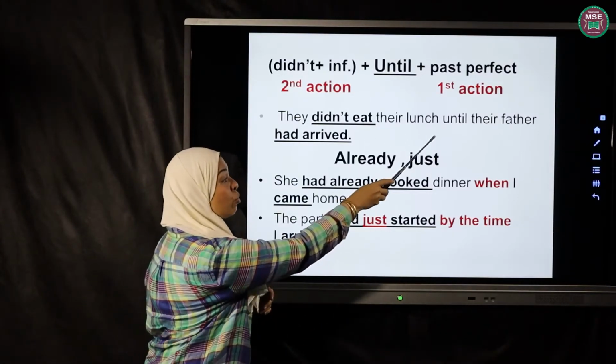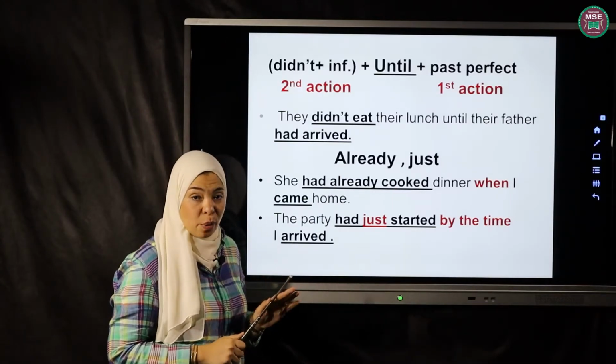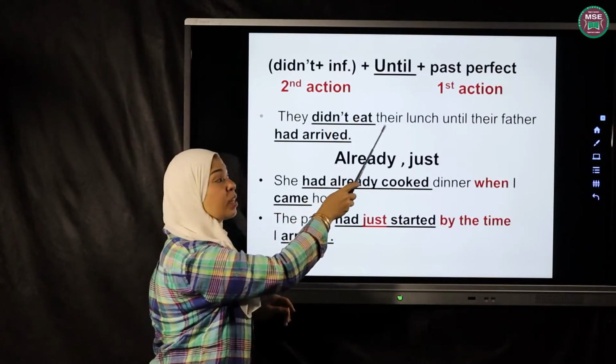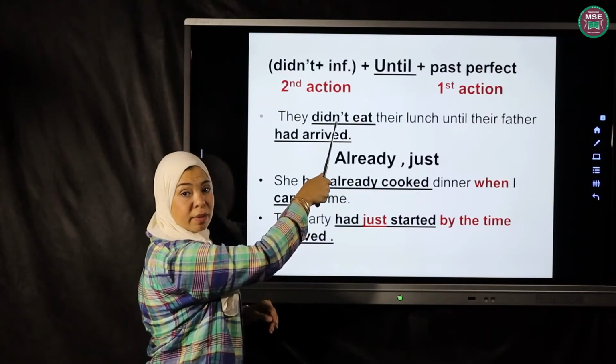But when I ask you to use until, there should be negation form, negative form before until. Okay? They didn't eat their lunch until their father had arrived. This has happened first, and then this is the second one.